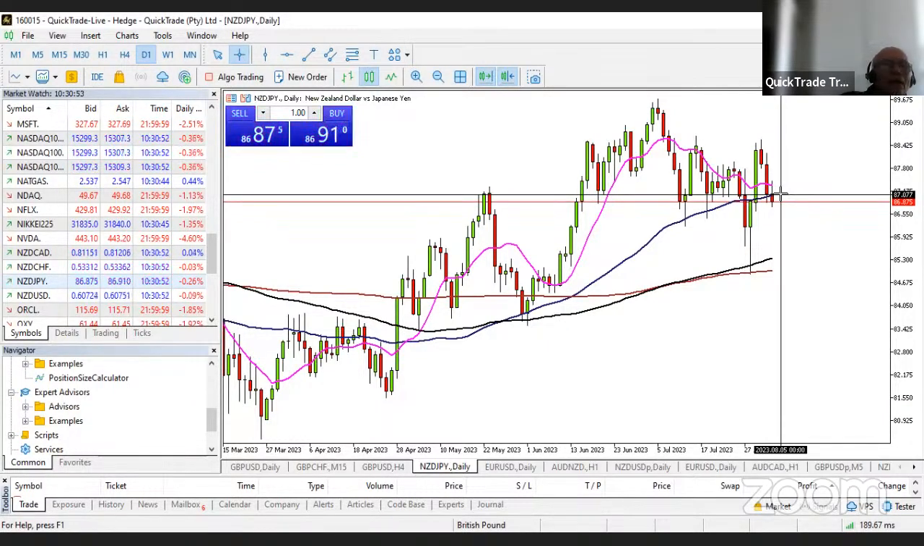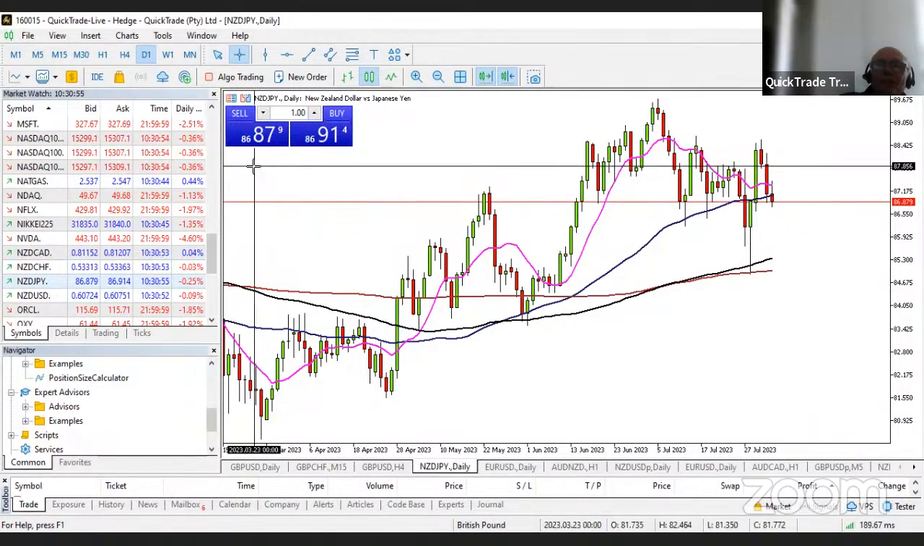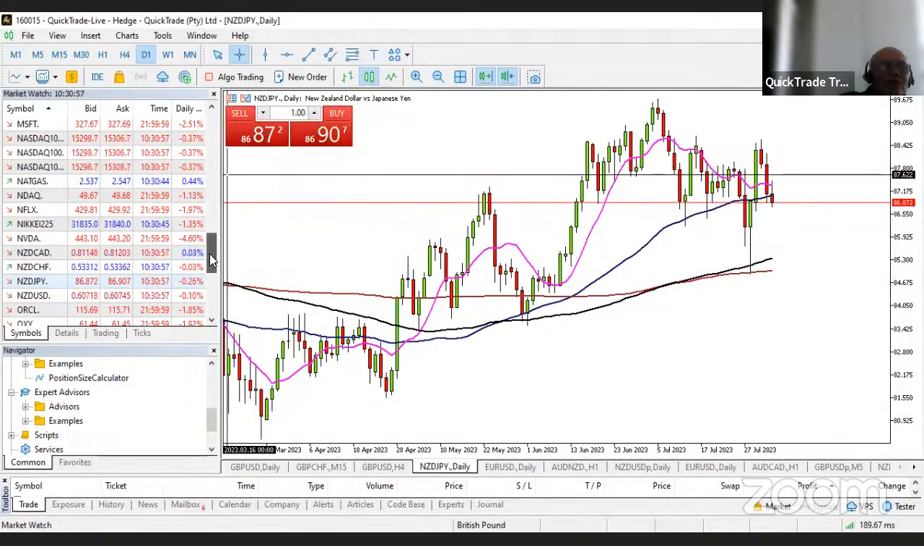CHFJPY. Be honest, CP, if I pronounce it properly, I wouldn't be selling the Swiss franc. Buy the pullbacks. Buy the pullbacks. Don't sell it.